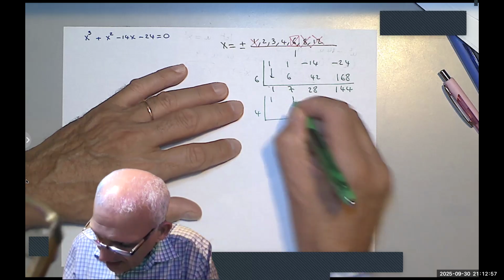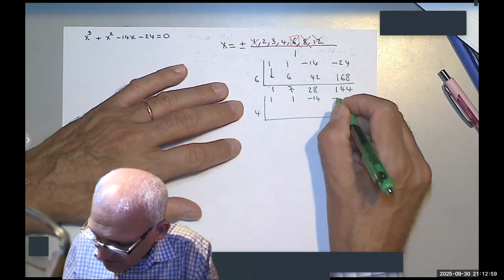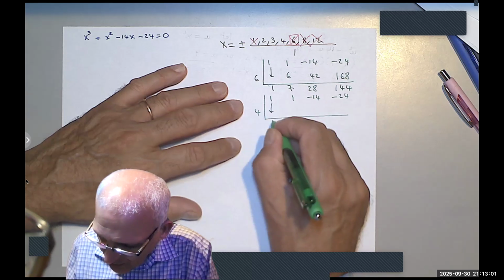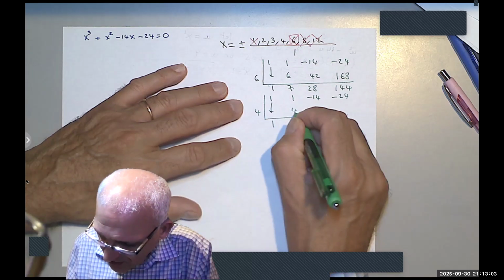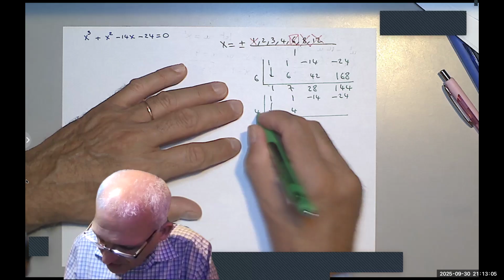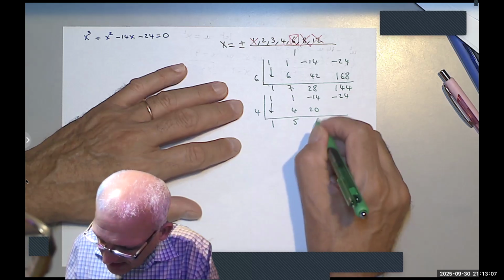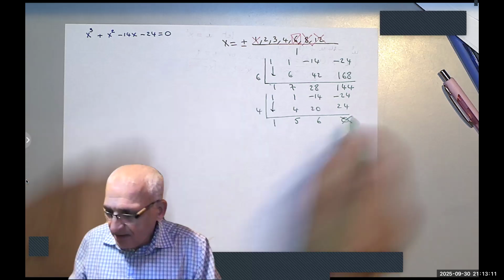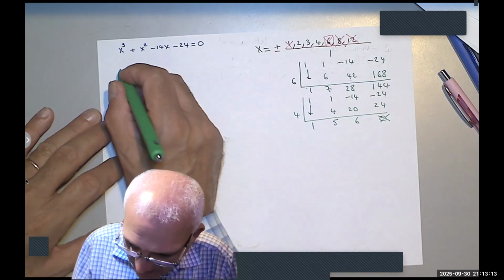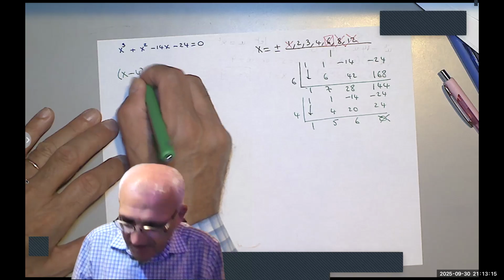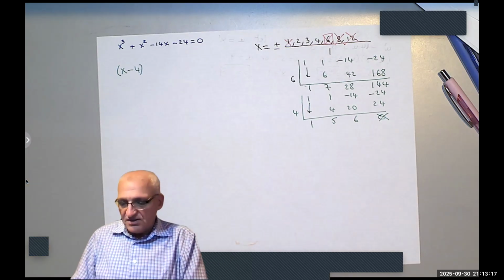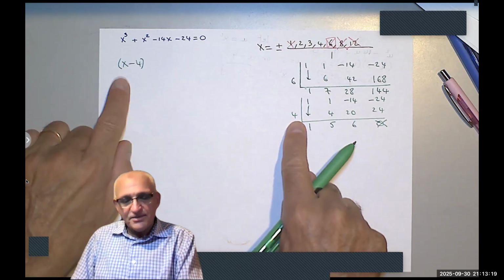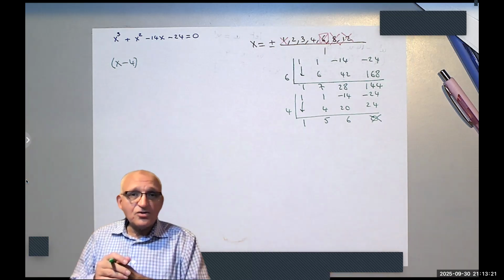1, 1, -14, -24, bring down the 1, times 4 is 4, plus 1 is 5, times 4 is 20, minus 16 is 6, times 4 is 24, minus 24 is 0. Bingo! I have x minus 4 is a factor because x equals 4. So it must be that x minus 4 is a factor.